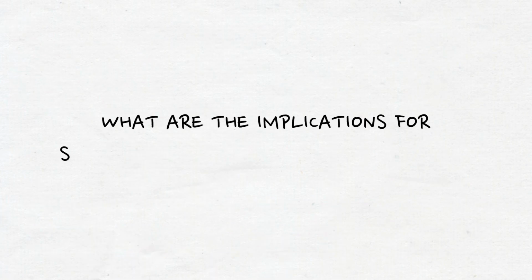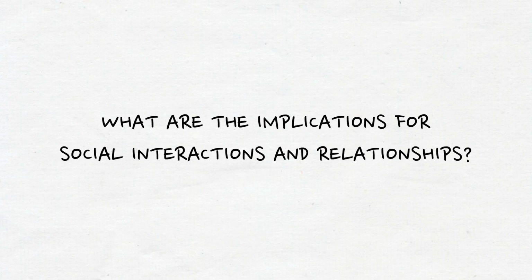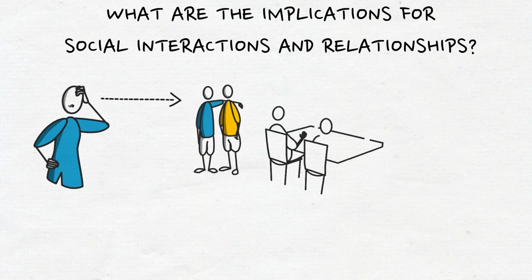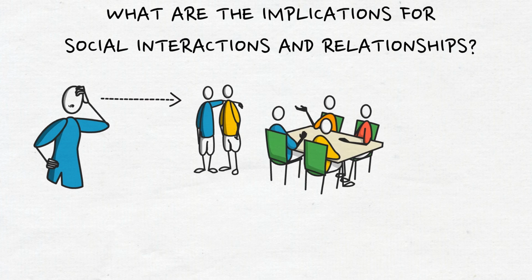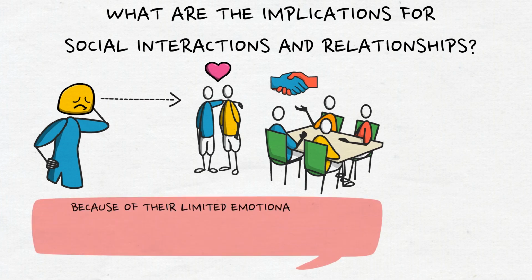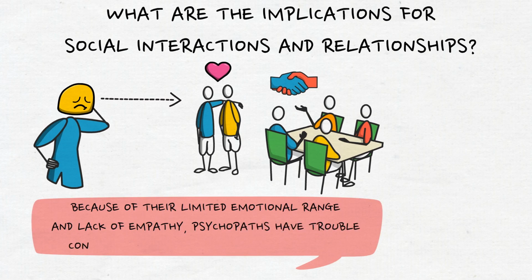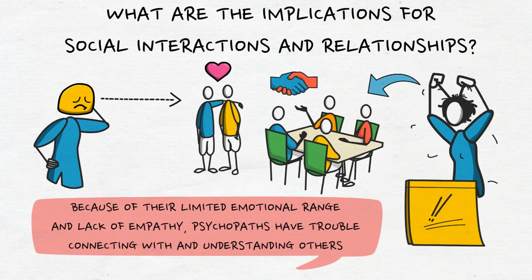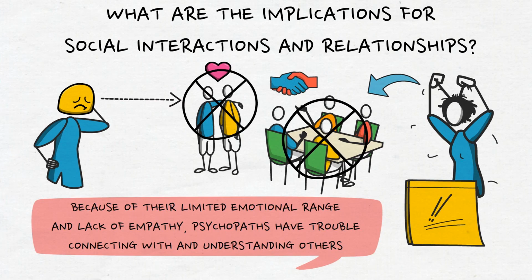What are the implications for social interactions and relationships? It is impossible to overstate the destructive power of secondary psychopathy on interpersonal connections and social life. Making genuine emotional connections and maintaining stable relationships can be difficult for those affected by this disorder. Because of their limited emotional range and lack of empathy, psychopaths have trouble connecting with and understanding others. Therefore, they may have trouble developing trusting relationships with others and maintaining close friendships. As secondary psychopathy's effects emerge in various social settings, so do the inherent challenges of navigating relationships.